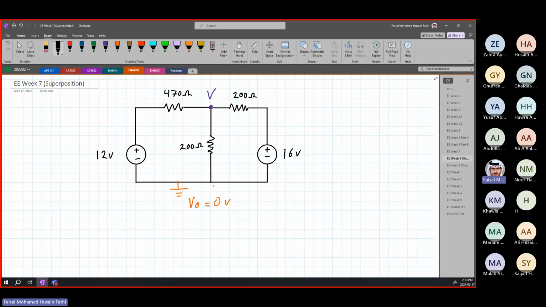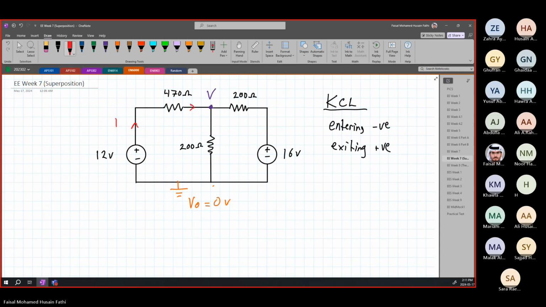So what was KCL? KCL means all the current entering is positive or negative, depending on how you want to define the direction. Just stick with one direction. I usually say entering is negative and exiting is positive. And then you assume a direction for your current. So let's say we have a current going out from here, this is I1, and we have a current going out from here, we'll call this I2.